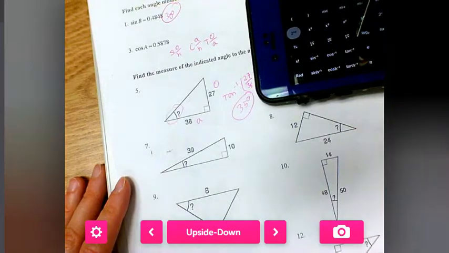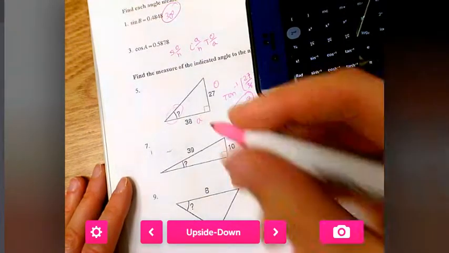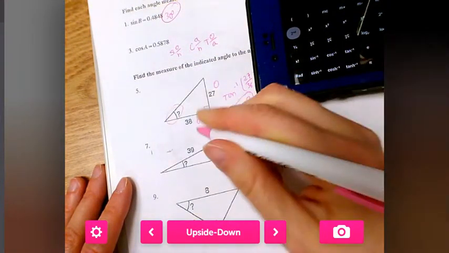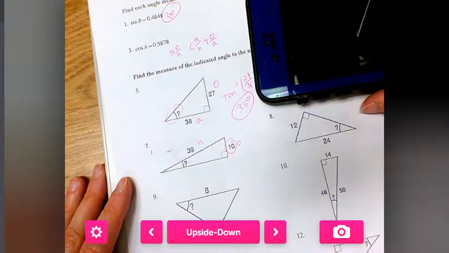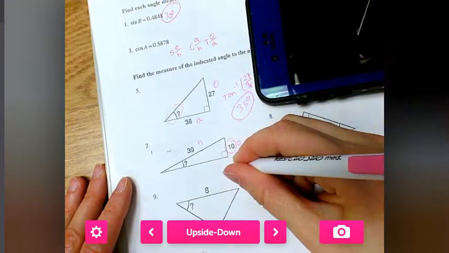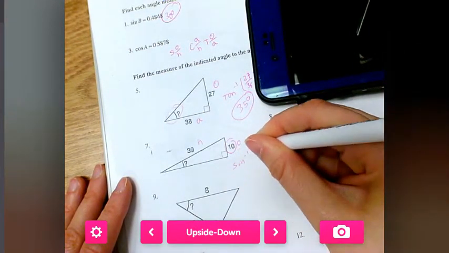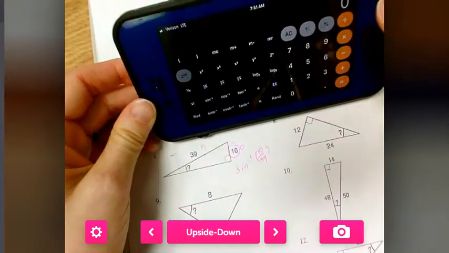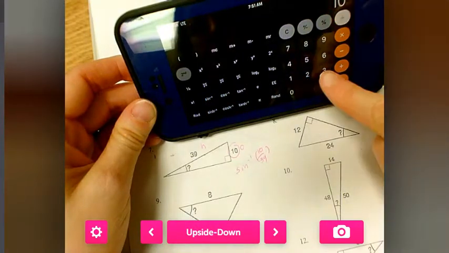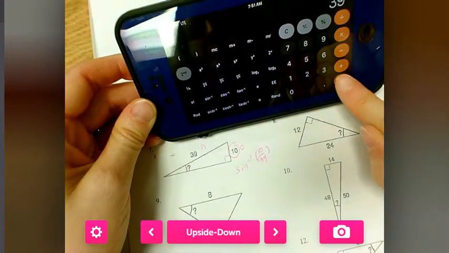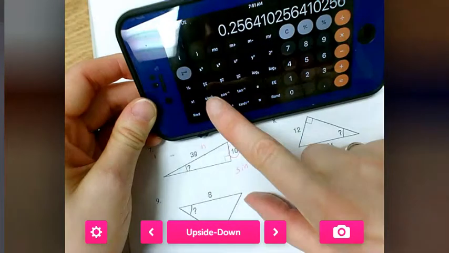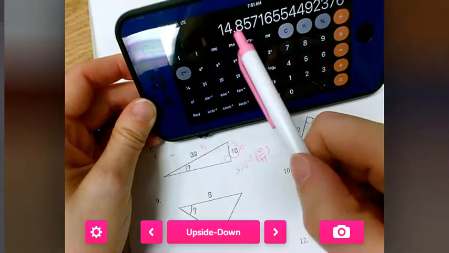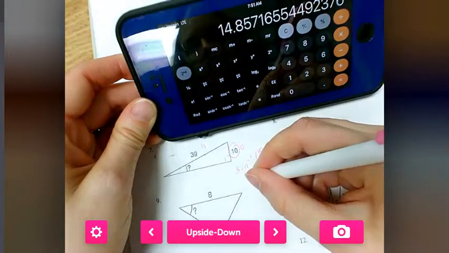So if I'm looking right here at number 7, this is my opposite. This is my hypotenuse. So which one do I use? Sine, cosine, or tangent? Opposite and hypotenuse? Sine. So it's that inverse sine. Opposite 10 over the hypotenuse 39. So if you pull out your phone, I'm just going to put 10 divided by 39 first, and it gets a decimal. Okay? And then I just push this inverse sine button, and I'm like, okay, 14.8, that rounds up to 15 degrees.